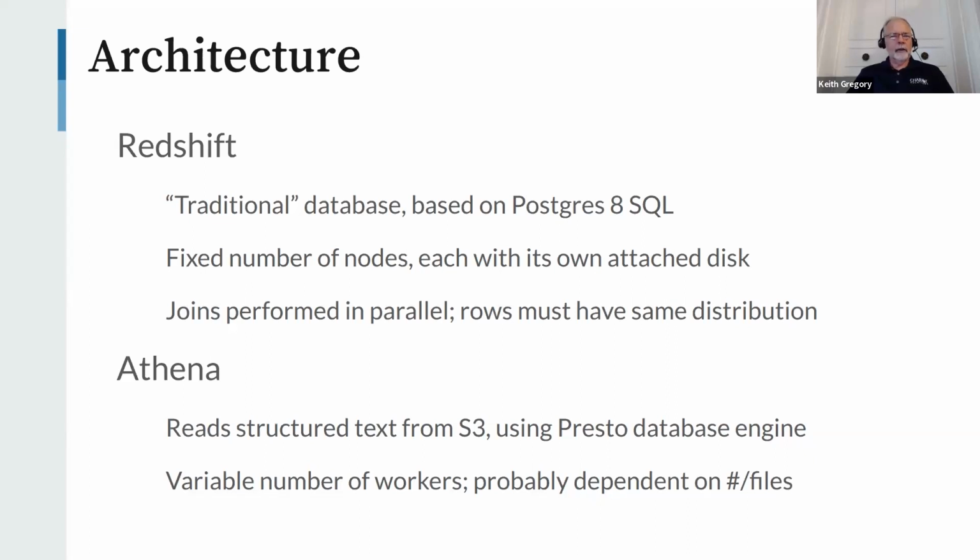Fixed nodes, you're basically, whatever you pay for is the compute you get. And then the key thing is you have to distribute your data properly to do joins. Versus Athena, structured text, you can get to that data any way that you want. You could do Glue jobs, you could download it and use jq to parse JSON data. And the key thing here is variable number of workers. We don't know how many workers it might pick for any given query, we don't know the rules, but we know that it's going to add workers as it sees fit.